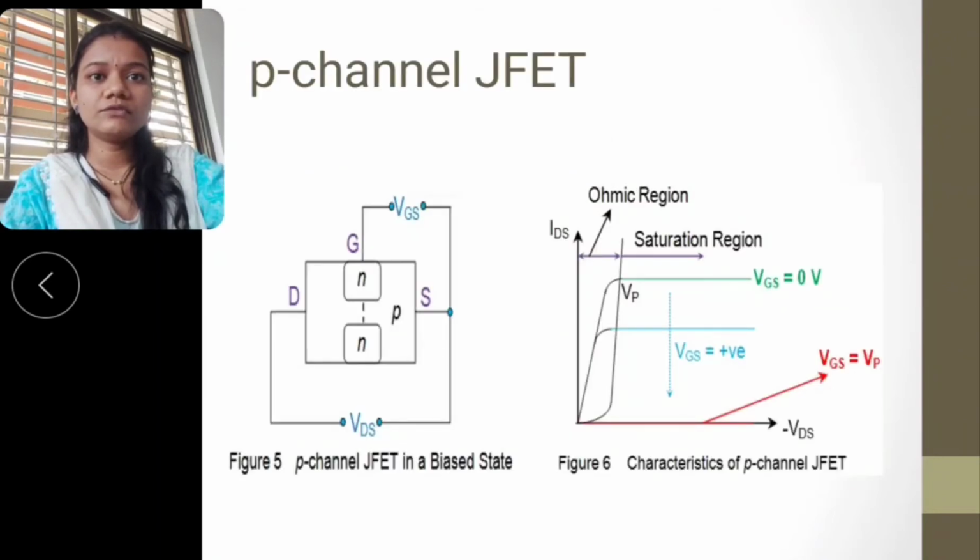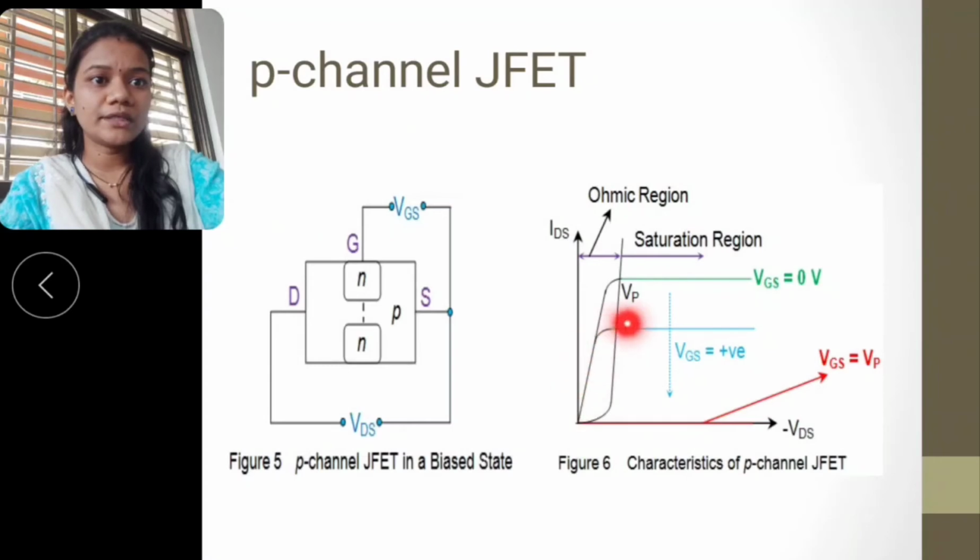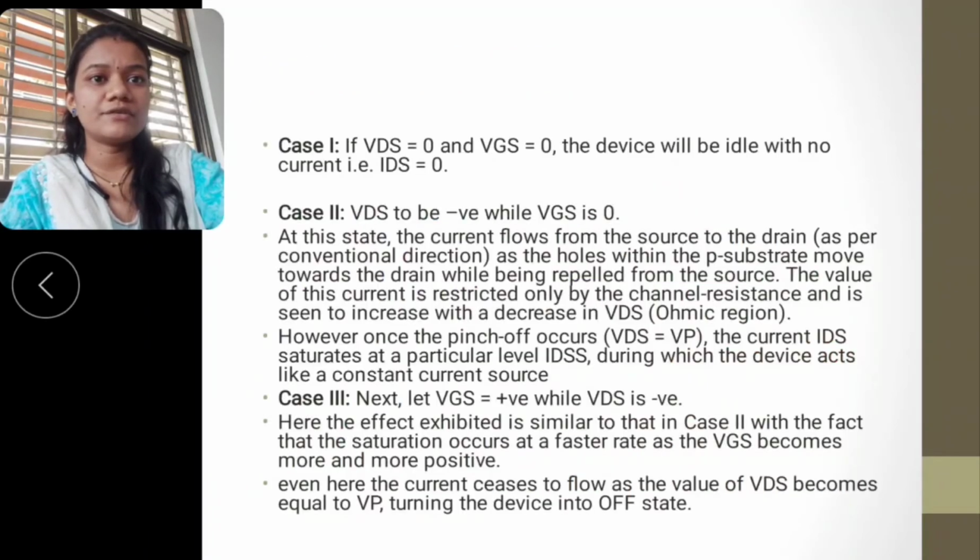So this is the working of N channel JFET. Now next is the P channel JFET. Yes, these are the characteristics of P channel JFET. When VGS is equal to 0, that time this graph is there. Then when VGS is positive, that time this graph is there. And when VGS is equal to pinch off, that time it is nothing but minus VDS. Okay, so this is the P channel JFET.